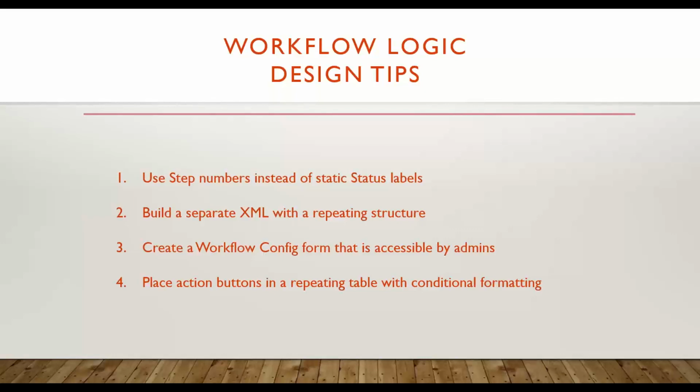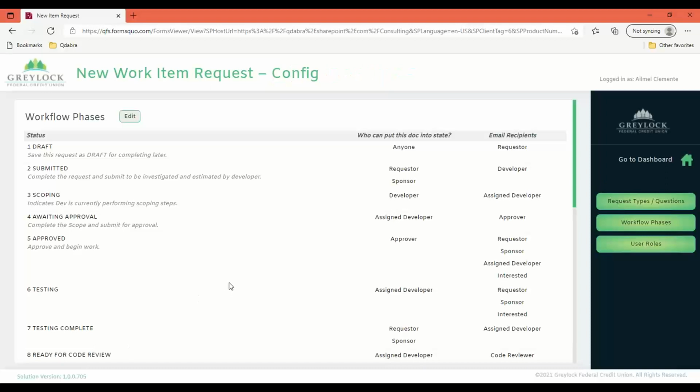All right, so moving on to tip number 3 here. From that XML, you can actually build a workflow config form that is accessible by admin. So let's show you something like that. Again, here's one from our customer forms. So here you see this is a config form that shows the workflow phases. We have the status column over here, and steps, you can see the step numbers.